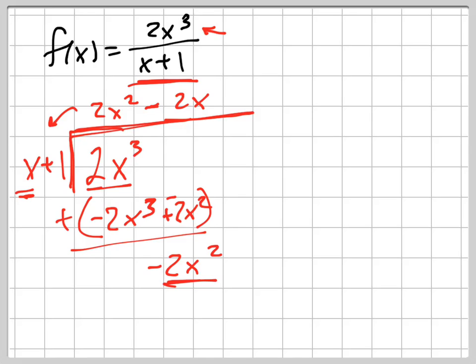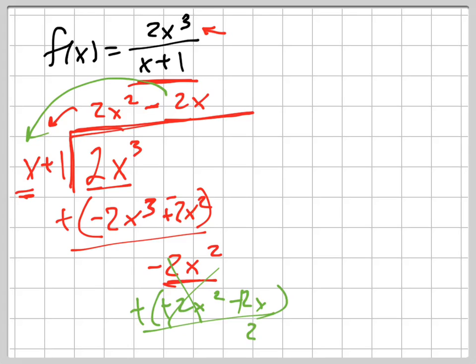Very good. When I multiply that here, I get negative 2x squared minus 2x. Distribute the negative in. That goes away. I get 2x here. How many times is that going into 2x?